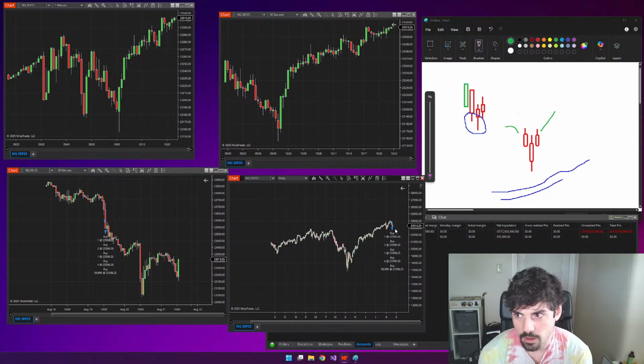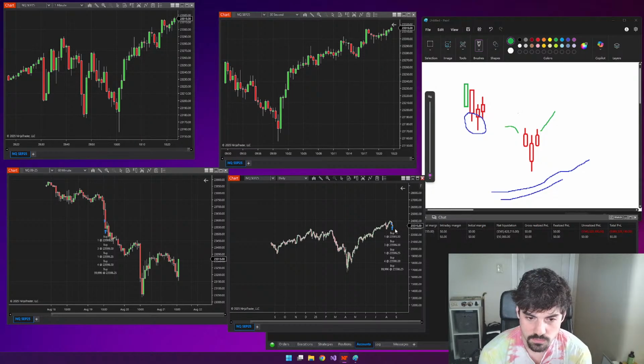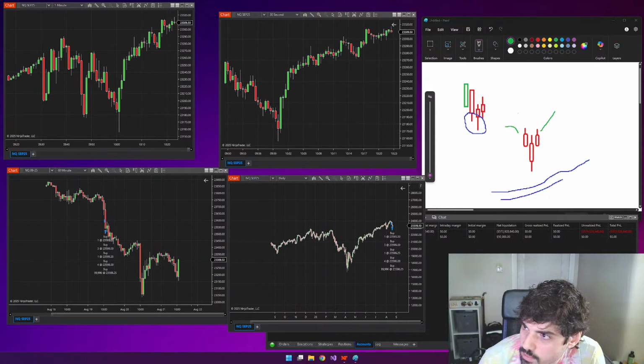So I'm trying to figure out my trading strategies because the prop firms, they don't really let you trade 100% freely. There are rules.